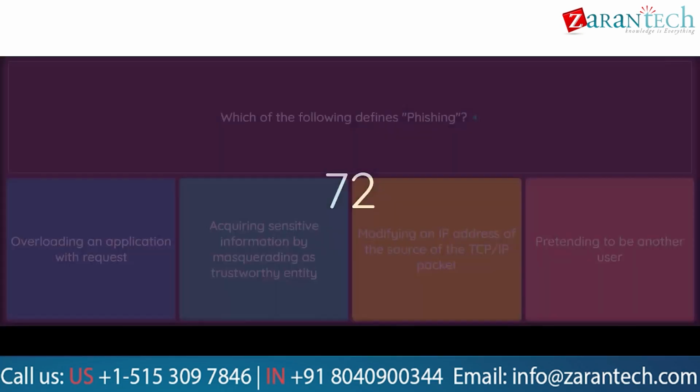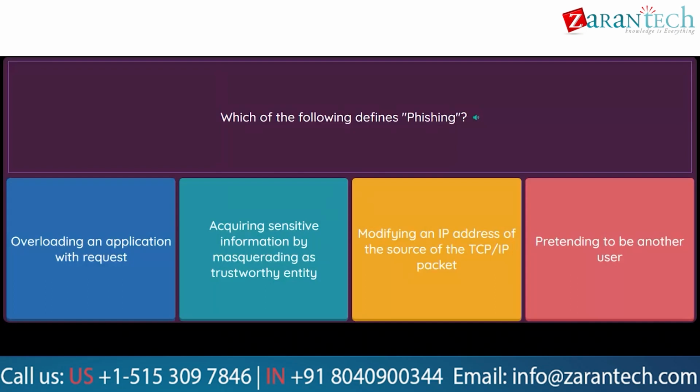Question: Which of the following defines phishing? Option 1, overloading an application with requests. Option 2, acquiring sensitive information by masquerading as a trustworthy entity. Option 3, modifying the IP address of the source of the TCP/IP packet. Option 4, pretending to be another user.